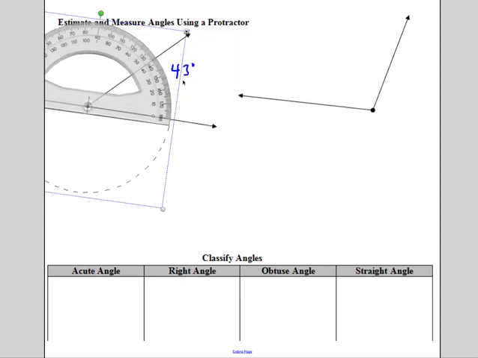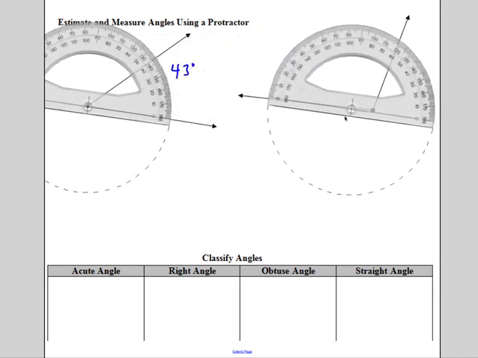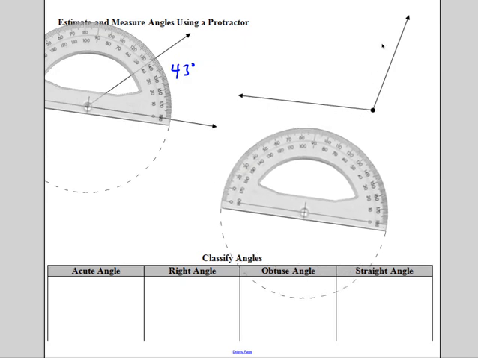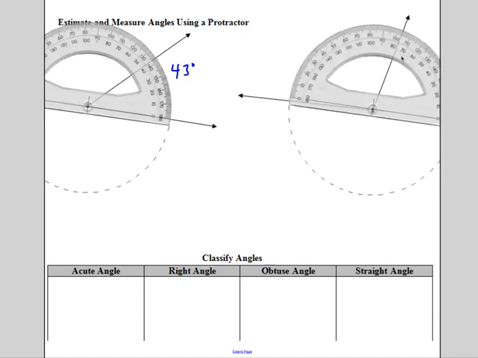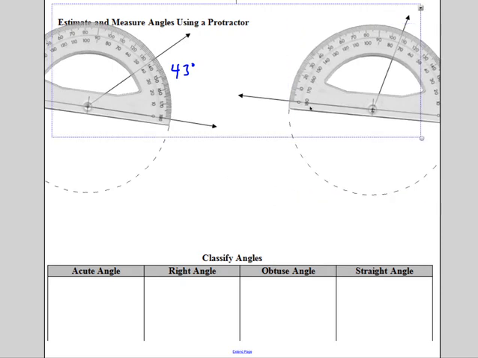Can you estimate it? Before I estimate, this one's bigger than 90, so I know I have to go over 90. Maybe it's 100 degrees. That's my guess. I've never measured this before, I just drew it randomly. So put the center there and line up the 0. Now the 0 is on the left side, so it's a question of when to use the top scale and when to use the bottom. You use the one that starts at 0.